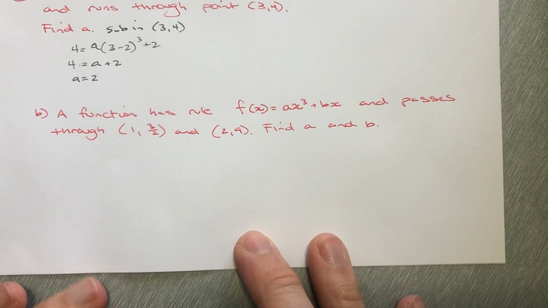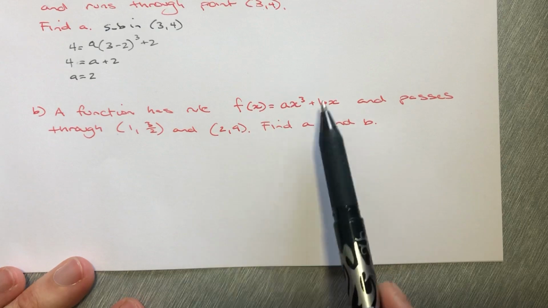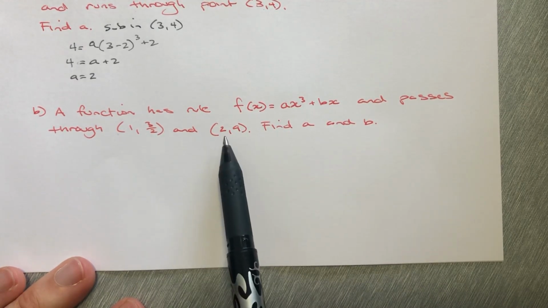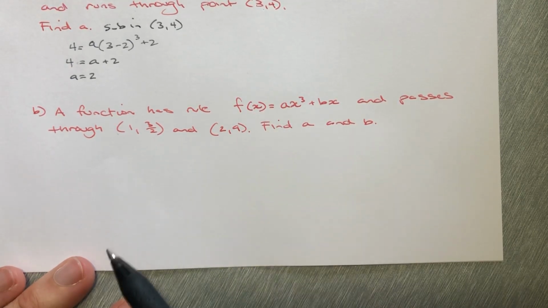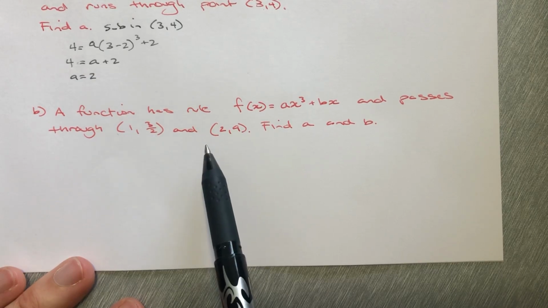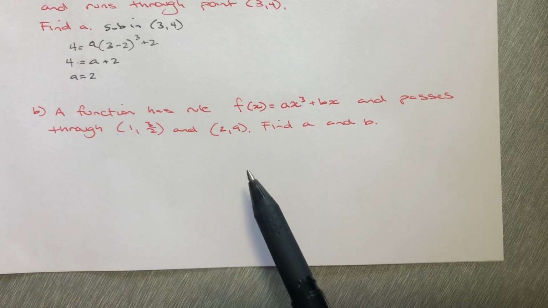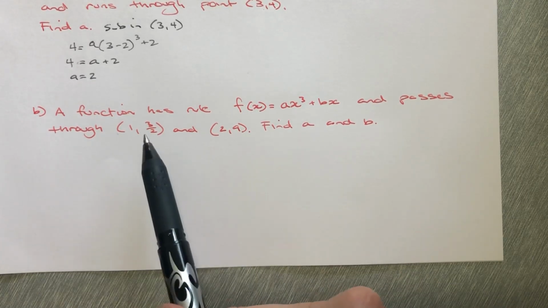Alright, now the next one. So this is, well, a function has this rule here, and we're told that this curve passes through these couple of points. So this is the family, but we want to find the specific curve in the family that has these details, that goes through those 2 points. So if it goes through those points, we're going to be able to substitute those points into that rule there. So let's do the first one, this one here.